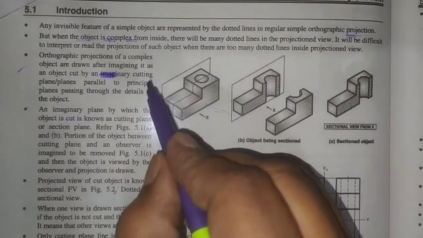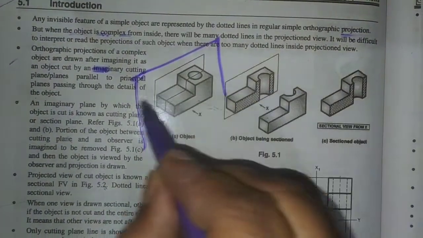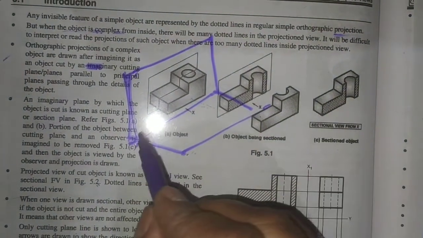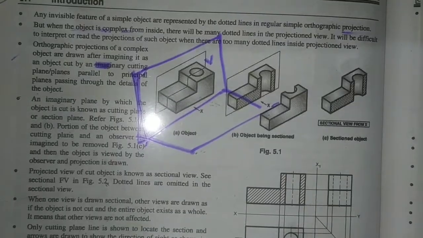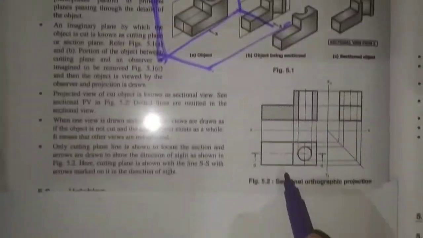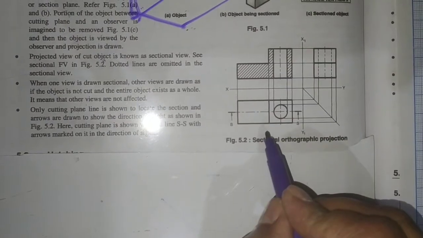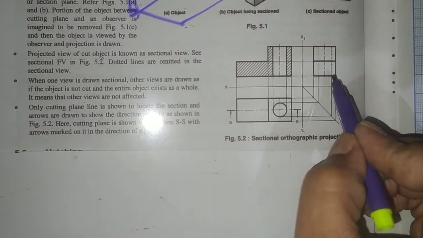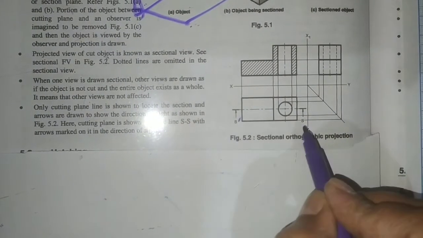Now, if you draw the figure in this fashion, the cutting plane is parallel to VP, so we are observing the sectional front view. Here is the image. If you draw the top view, this is the top view of that object. There is no change of the cutting in the top view and side view. There is only one change. Here, that is the section plane.